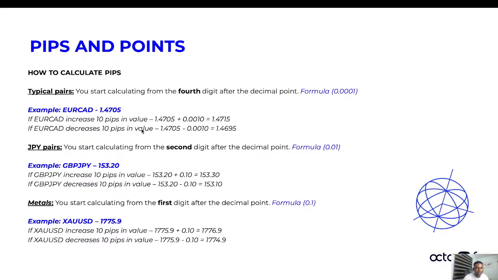Same thing applies to a decrease. If it decreases by 10 pips, that's 1.4705 minus 0.0010. So we will be getting 1.4695.